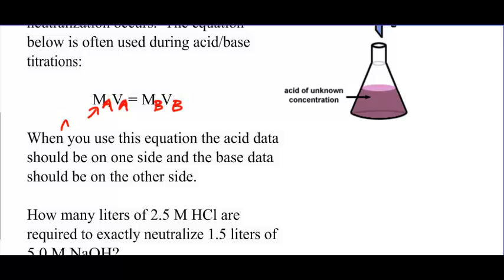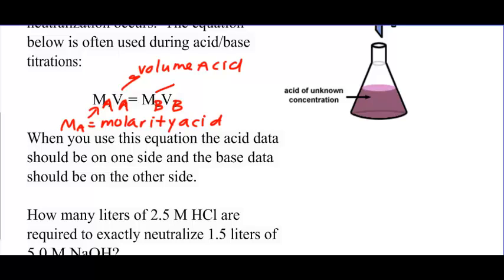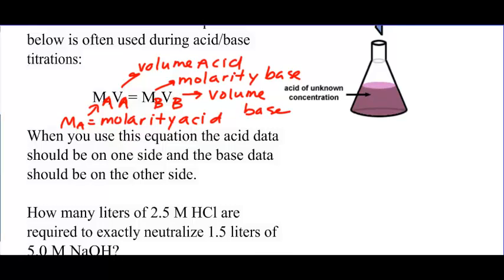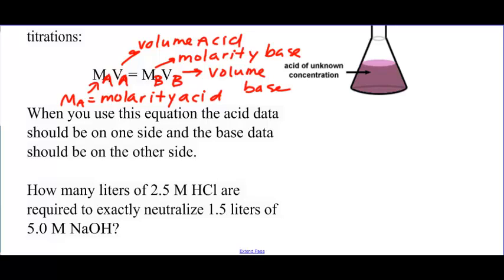This is the molarity of your acid. The VA is the volume of your acid. MB is the molarity of your base, concentration of your base. And VB is the volume of your base. Okay, and as long as you do your titration proper, you'll be able to calculate the concentration of an unknown.